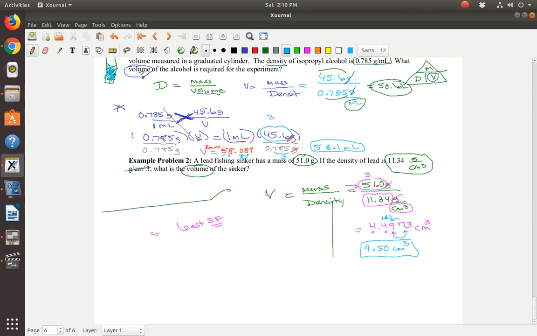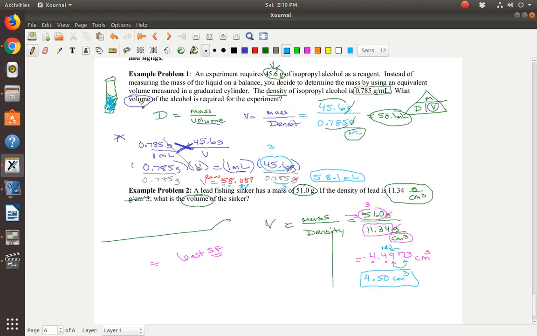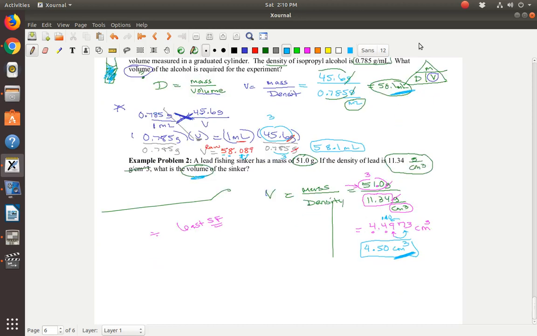Okay, that's how you do problem solving. You think carefully about what you have, you circle what you need, you use the formula that you need, and then you make sure that you actually answered the question. In both cases, I asked for what volume it is. And volume is in either centimeters cubed, in this case down here at the bottom, or milliliters in the first question. So I did answer the question. Okay, that's the end of this part, and I will see you soon.